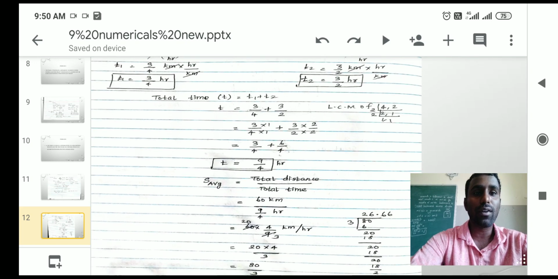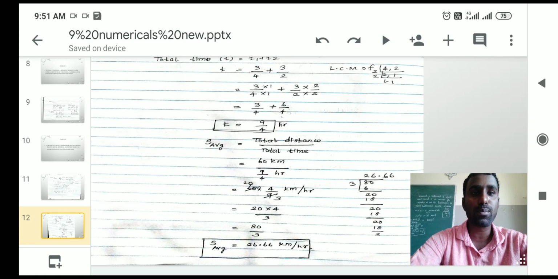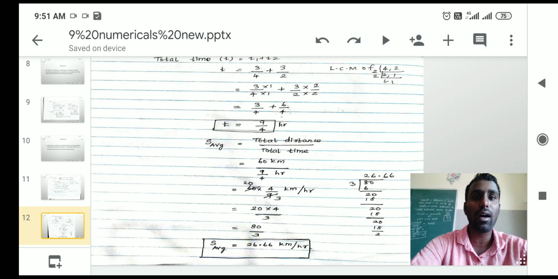So substitute the formula. Average speed equals total distance divided by total time. 60 divided by 9 by 4. So automatically the 9 by 4 will come as reciprocal, so 4 by 9. If we cancel, 3 3s are 9, 20 3s are 60. 20 into 4 divided by 3. If we cancel everything, average speed equals 26.66 km per hour.